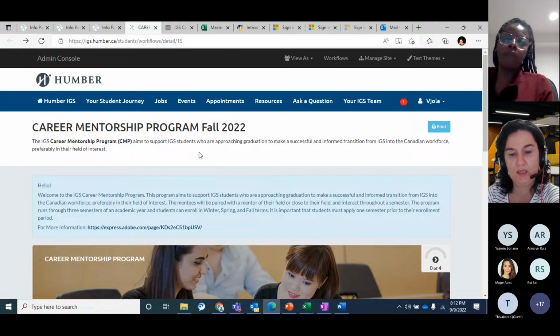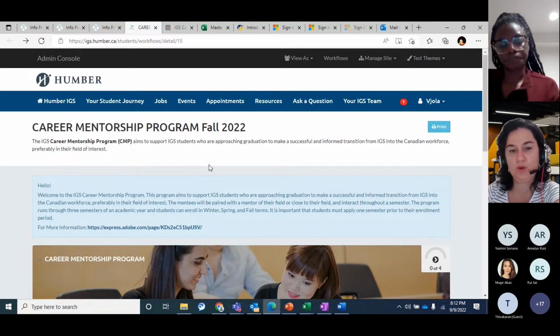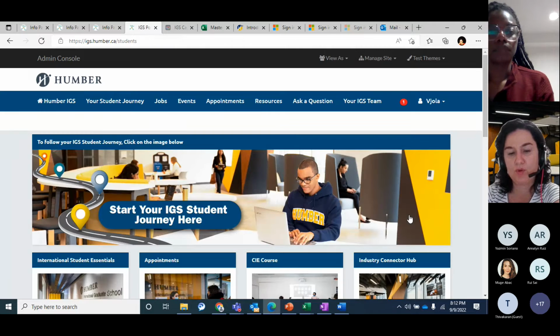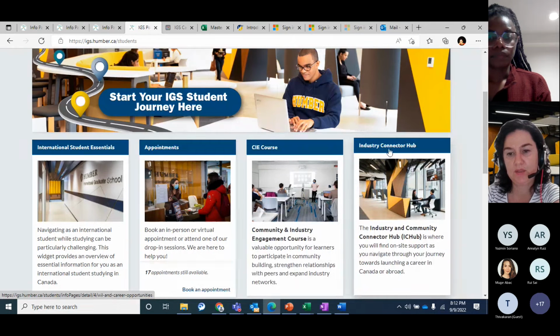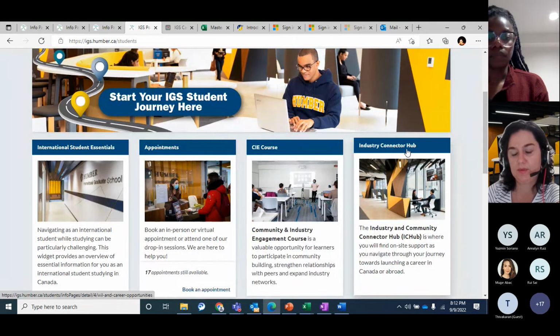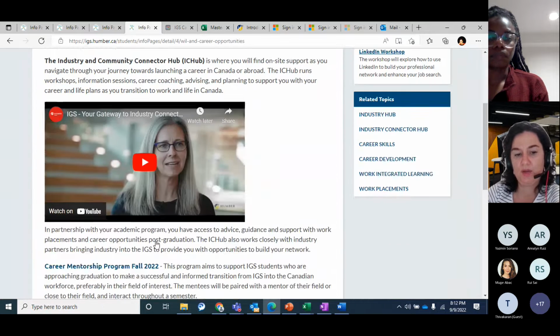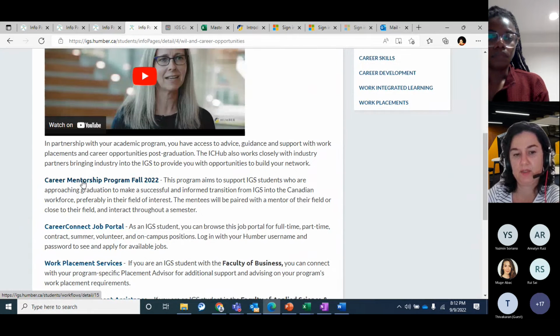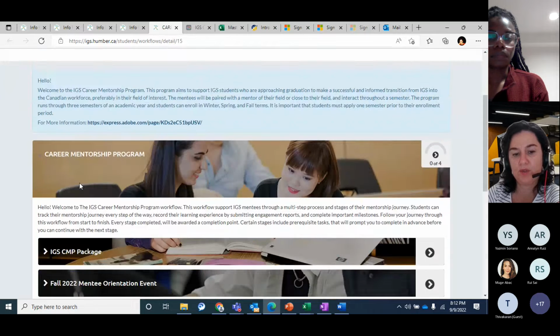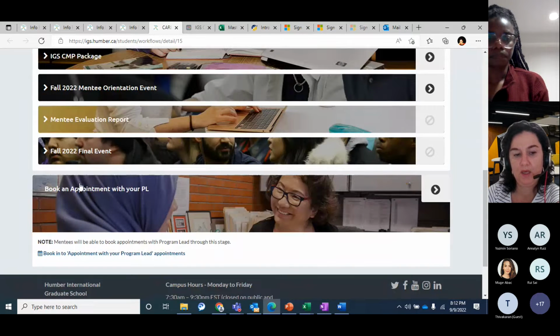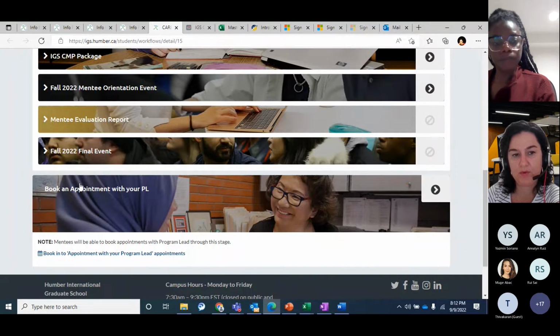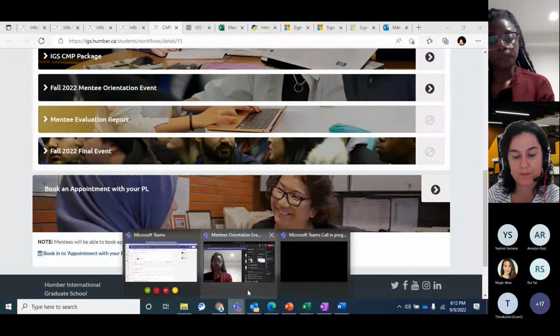The workflow, again, is linked to your IGS portal. If you go to your IGS portal landing page, under the Industry Connector Hub widget, you can find it under Career Mentorship Program Fall 2022. If anyone does not have access, please let me know so I can provide you with access.